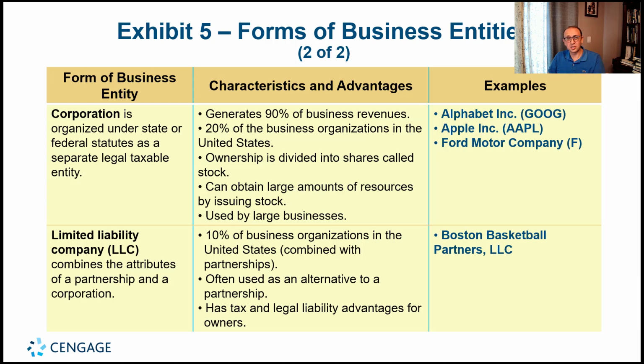These are usually the most successful businesses in the United States. They generate 90% of business revenues in the United States. So even though only 20% of business organizations are structured as corporations, 90% of the revenue comes from this kind of structure. That tells you that this kind of structure is very successful. But normally you don't see companies starting as a corporation. They start as a sole proprietorship or partnership, and then once they grow, they transform into a corporation.